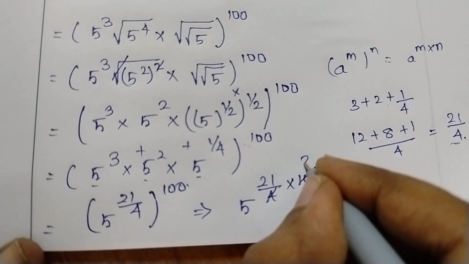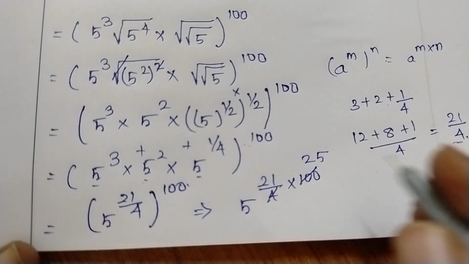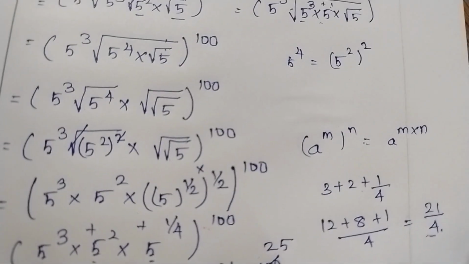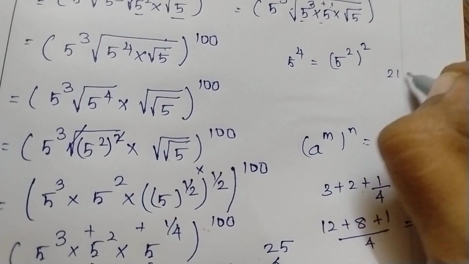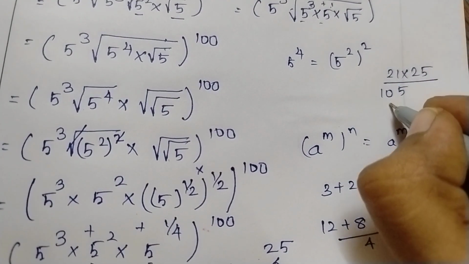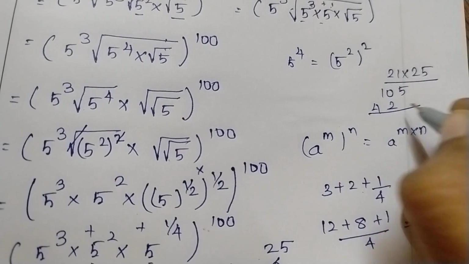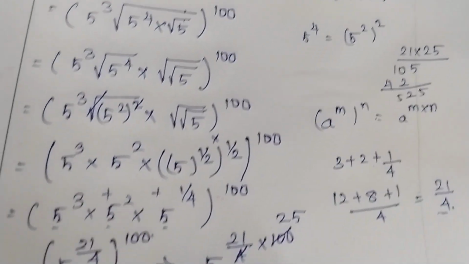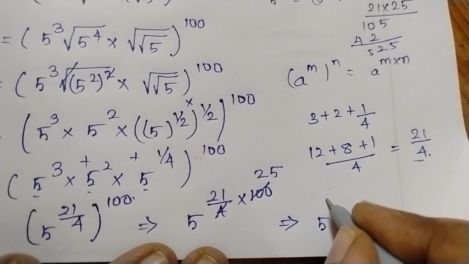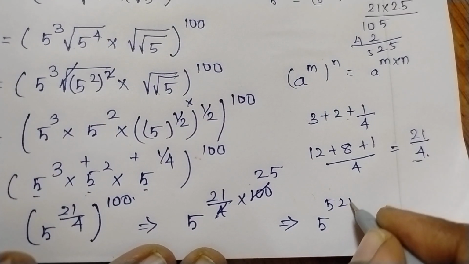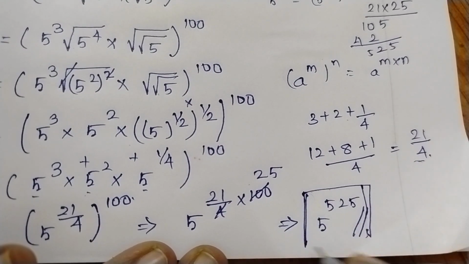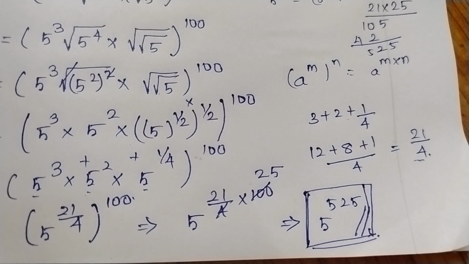1 by 4 is 4, 25 times 100 will come. So therefore I will get 21 into 25. What we get? 21 into 25. 5 times 1 is 5, 2 times 4. 5 to 5. So the answer for this question is 5 power 5 to 5. Okay, this is the answer. So put this bracket like this. Okay, so this is the answer.